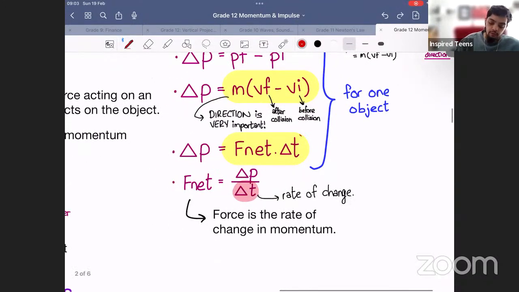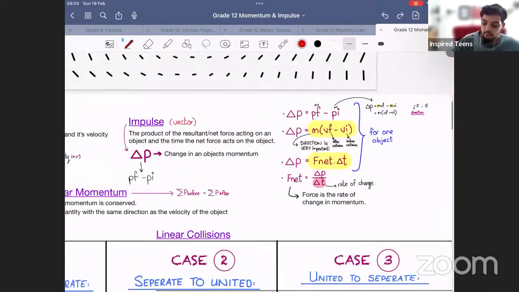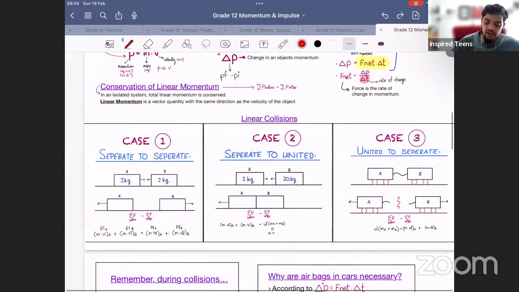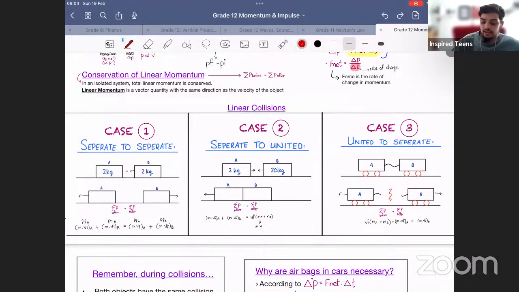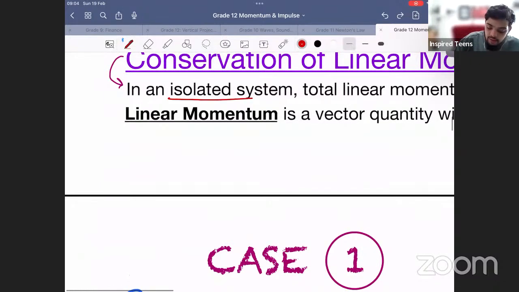We also dealt with another formula that expresses impulse as the net force on an object multiplied by the time during which that net force acts on the object. We also rearranged that formula to find another definition for the net force: net force is the rate of change in an object's momentum. We discussed conservation of linear momentum. In an isolated system, total linear momentum is conserved. One key thing we might have forgotten to mention: an isolated system is a system where no external forces are exerted on it.